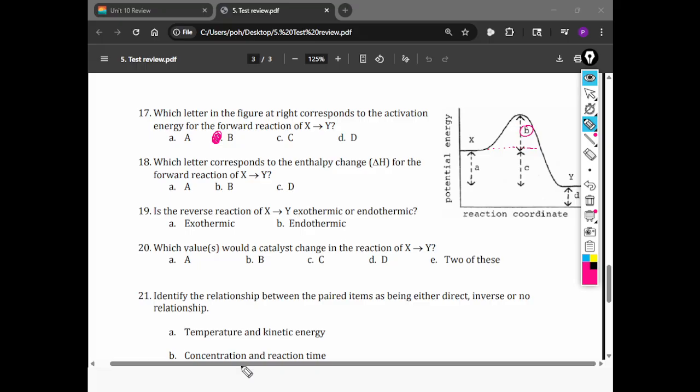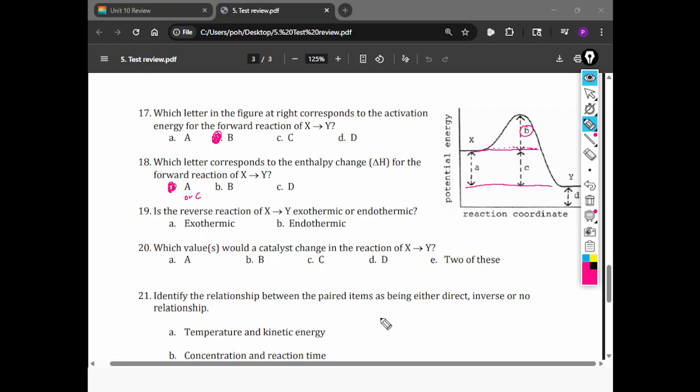Okay, which one has to do with the enthalpy change? So it could either be A or C technically, but the only option you have is A, so A. But A or C, okay, yeah, they're both the same. If you take a look at this, they're both the same thing. Either works. It's just the difference between the reactants and the products.